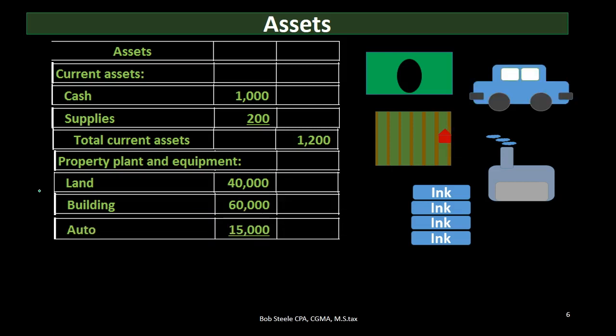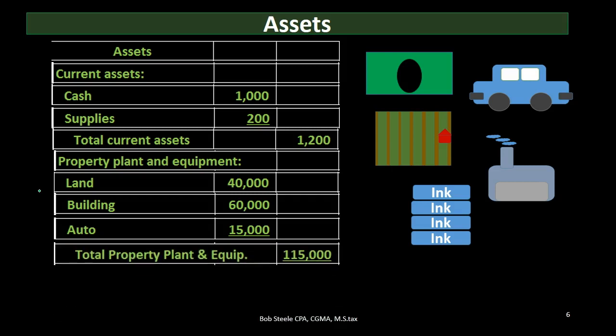Then we have the auto. So an auto here is another thing. Again, we're going to use that for an extended period of time, so we're going to put it under property, plant, and equipment. And then we have the total property, plant, and equipment. So we are adding up the 40, the 60, the 15 to get the 115,000.